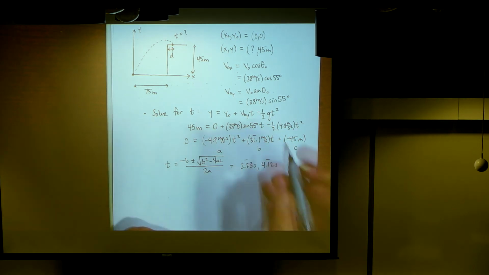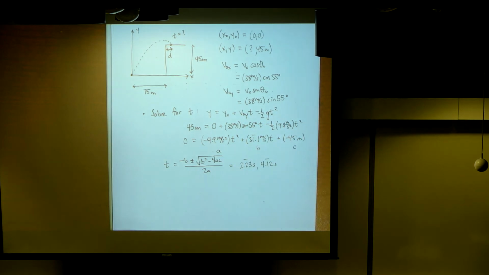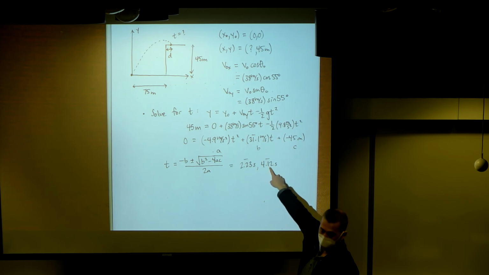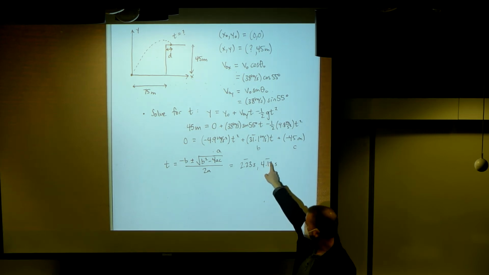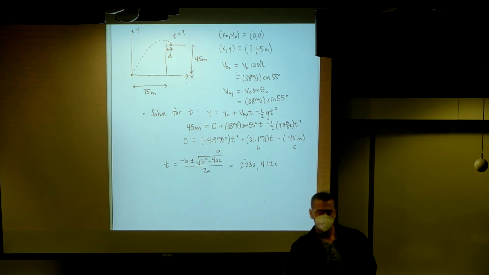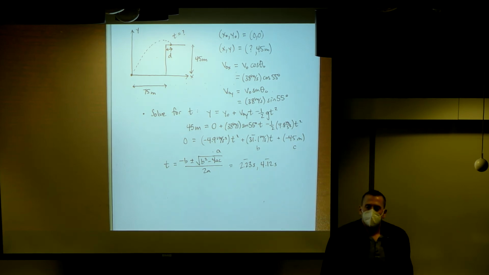Okay, now which one of these do I want to pick? They can't both be right. Either I land on the roof after about 2 seconds or maybe it's about 4 seconds. Which one is correct? 4.12. So we want to pick this one. How do you know that? That's right, but how do we know? Because it comes after the second half of the arc.